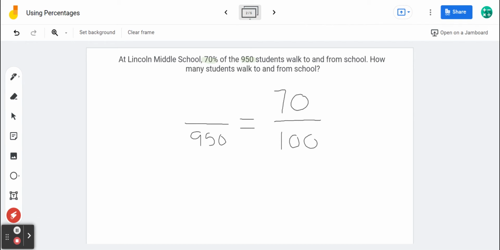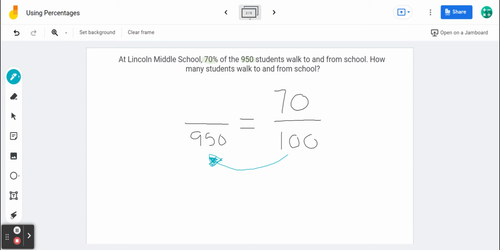Again, I'm going to go through it all together. All I did was convert 70% to a fraction, 70 out of 100. This says for every 100 students, 70 of them walk, but there are not 100 students. There are actually 950 students. So now I have to make the connection like I did in ratios. How am I going to go from 100 to 950?